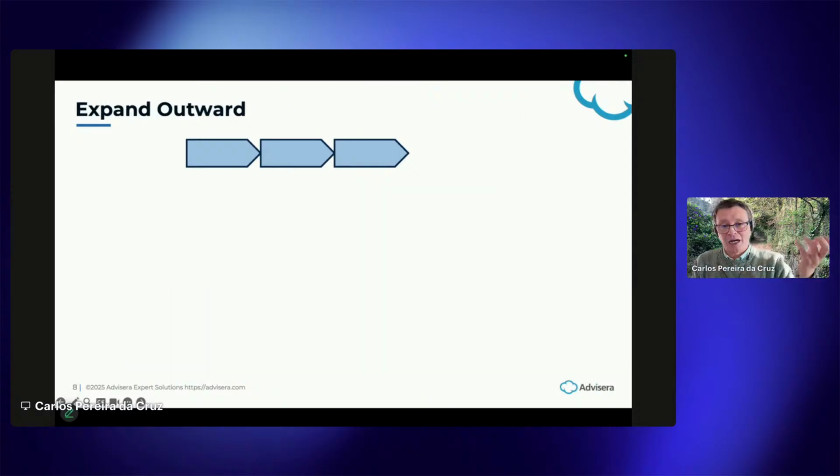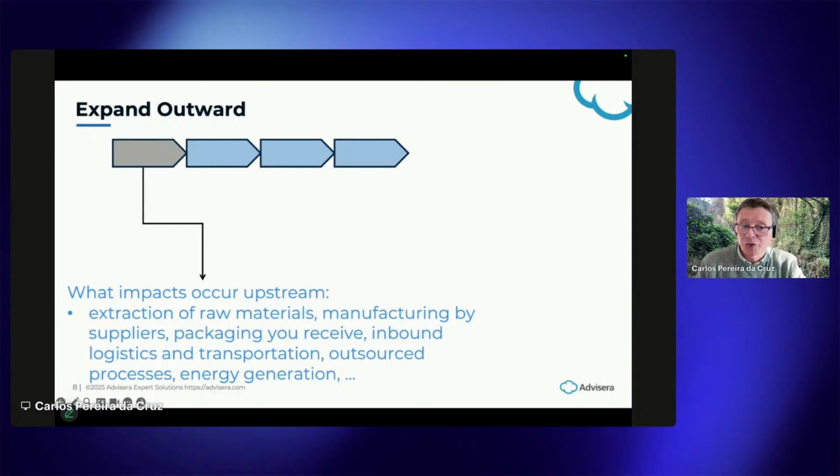Okay, now, so we start within our organization. Now we can expand outward to what happens before your processes. So ask, what environmental impacts occur upstream because of what we buy or receive? So consider things like extraction of raw materials, manufacturing by suppliers, packaging you receive, inbound logistics and transportation, outsourced processes, so coaters, molders, printers, okay, energy generation. So if your organization is electricity intensive, this naturally leads to stronger supply chain management and purchasing controls.